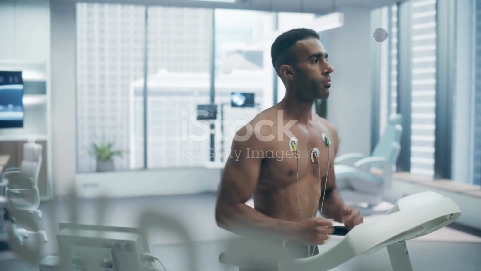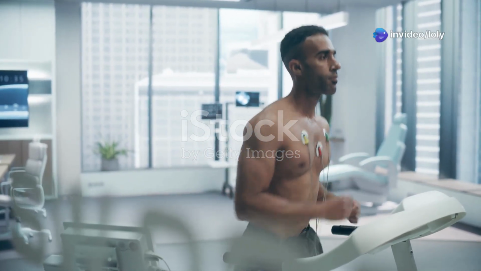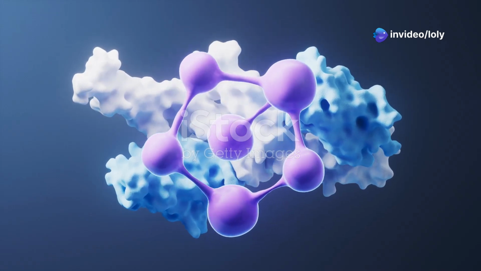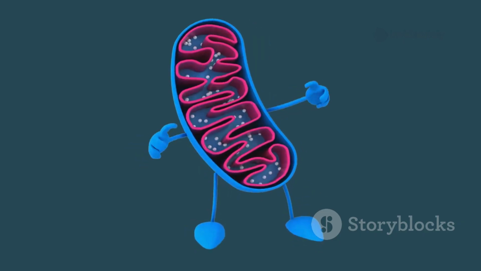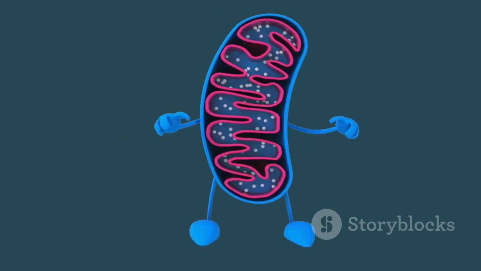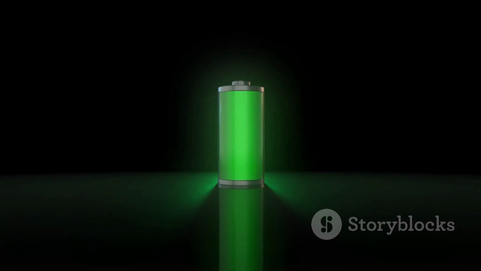Muscle contractions require energy, just like a car needs fuel. This energy comes from a molecule called ATP, which stands for adenosine triphosphate. Think of ATP as the energy currency of your cells. ATP is like a rechargeable battery.